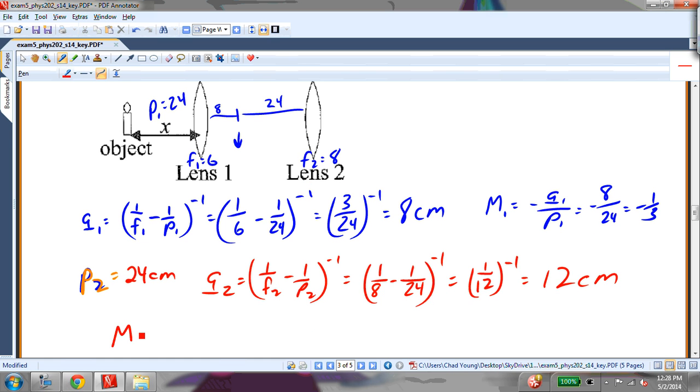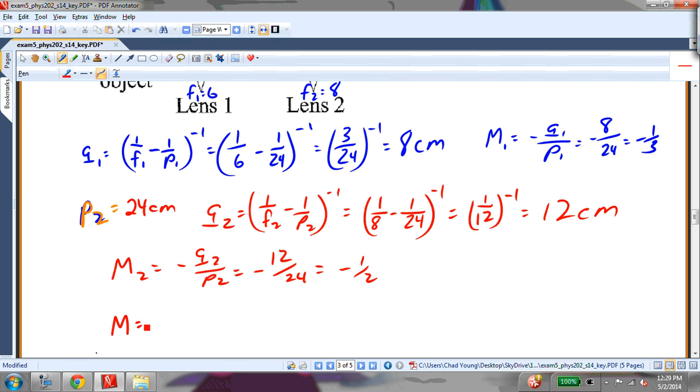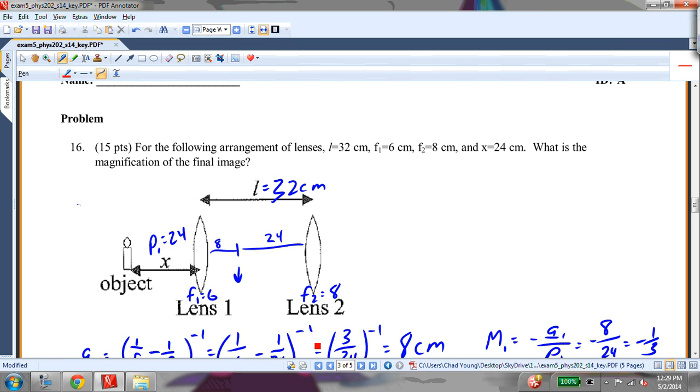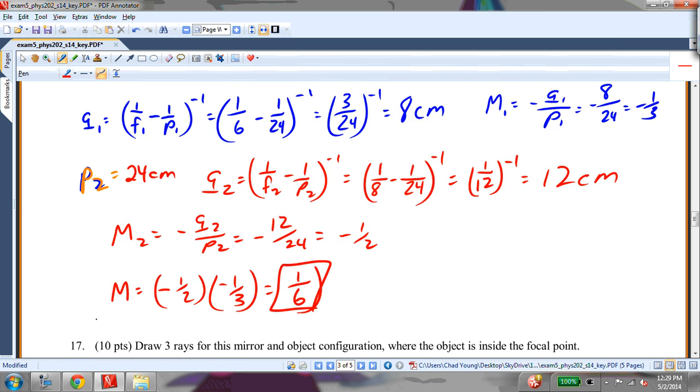And then I can find my magnification. All right, so the final magnification is the product of these two, which is positive 1/6. What I was asking for, the magnification? Yes, so positive 1/6, and it's 12 centimeters to the right of the second lens.